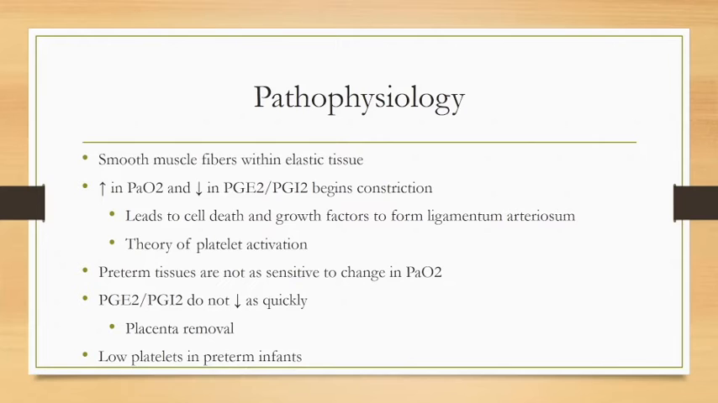There is also a theory of platelet activation, where coagulation factors come into play. When thinking about preterm infants, their tissues are not as sensitive to that change in partial pressure of oxygen, and the prostaglandin and prostacyclins do not decrease as quickly. Also, placental removal occurs, and the placenta produces most of the prostaglandin and prostacyclin. Preterm infants also have low platelets, which goes back to the theory of platelet activation, and therefore the coagulation is not seen.